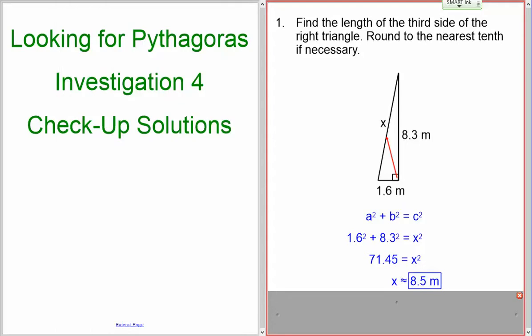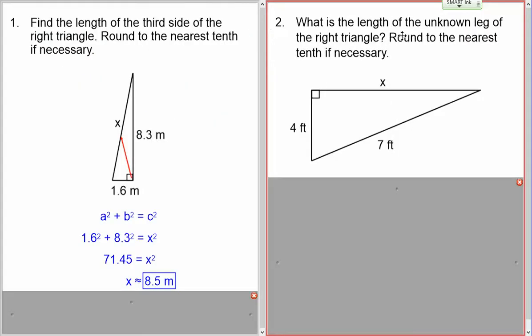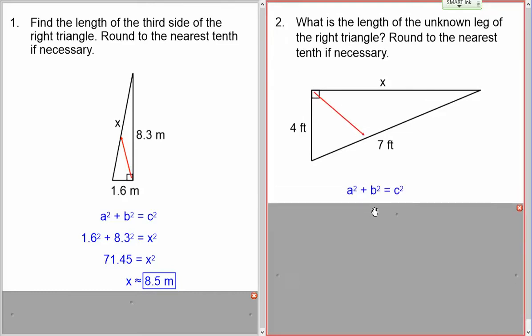All right, moving on. So this time, the unknown is a leg. We know the hypotenuse, again, because the hypotenuse is the side across from the right angle. But we don't know both of the legs. So a squared plus b squared equals c squared. This time c is 7. It really doesn't matter where you put the x and the 4, as long as you put them in for either a or b.